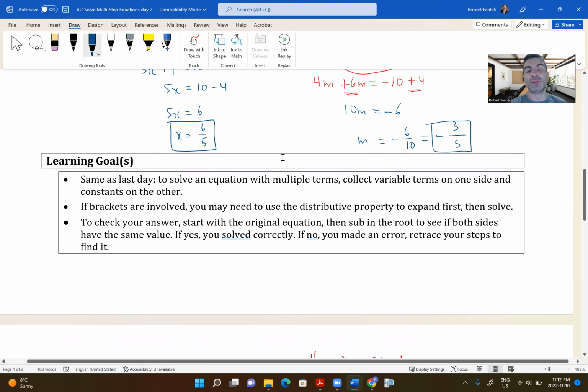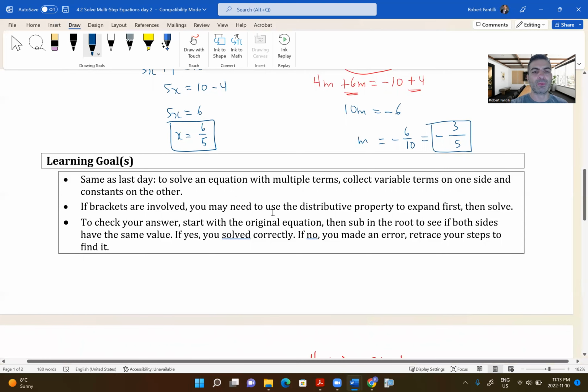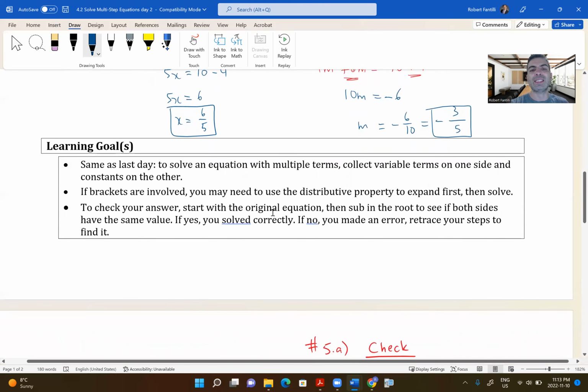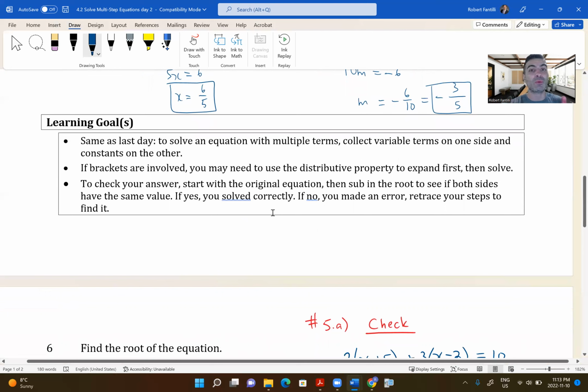We just did that. We did the distributive property and expanded, and then we solved by collecting like terms, switching teams, changing jerseys, getting the variables together, equal whatever, and then reducing our fraction if we have a fraction. To check your answer, remember, start with the original equation. Write the original equation first, then do the subbing in. Show your work, okay? And if you made a mistake, if left side doesn't equal right side, if you get negative 10 equals 5, you made a mistake.